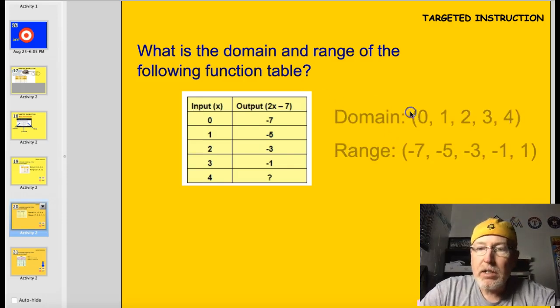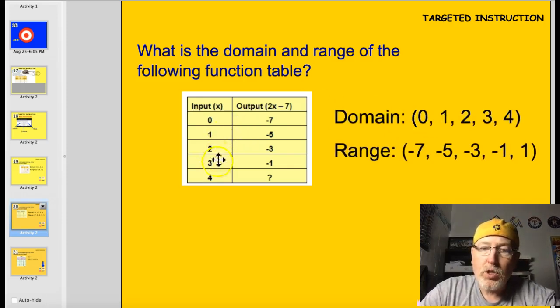All right, let's see how you did. The domain, 0, 1, 2, 3, 4. Notice how I put them in parentheses and commas in between. That's called set notation. That's the way we usually do this. And then the range, -7, -5, -3, -1, and 1. You can see the pattern, see? Each one is getting 2 larger. So -1 to 0 to 1. All right, I may even have made you do just a little bit of work there.